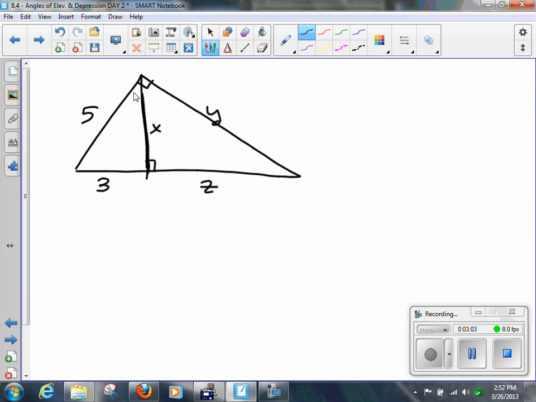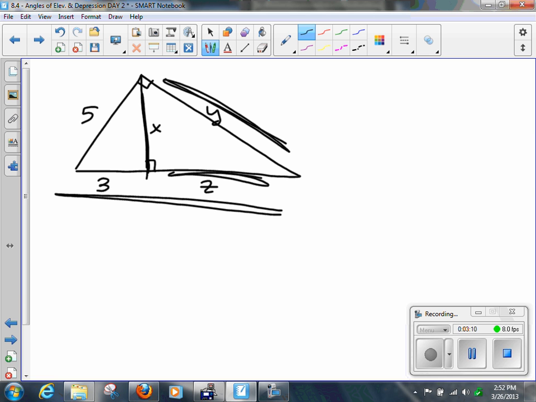Can I use the leg theorem? How about y? Y, and then what does it touch? It touches z, and it touches the whole thing. Can I use that? No, why not? It's two unknowns still. Can't do that, so let's use 5.